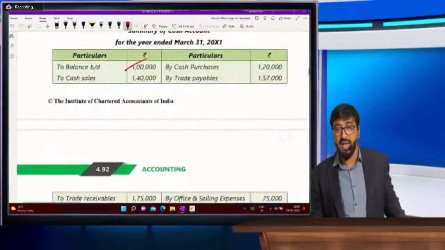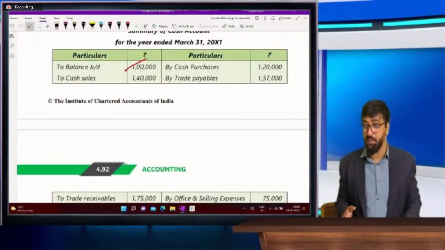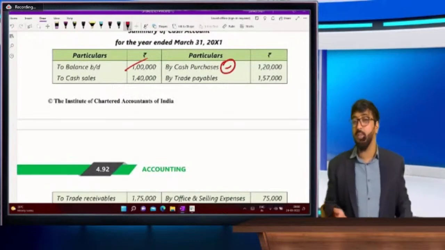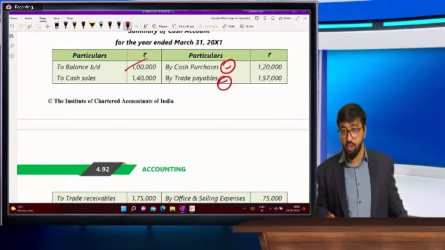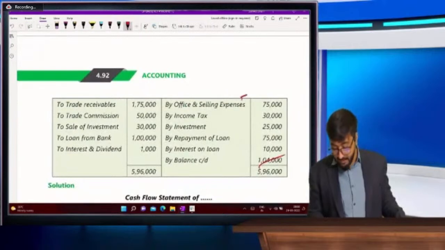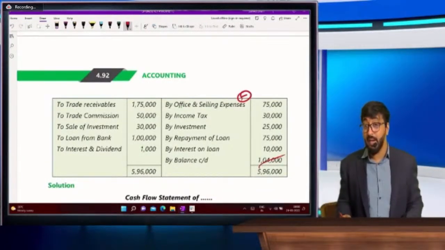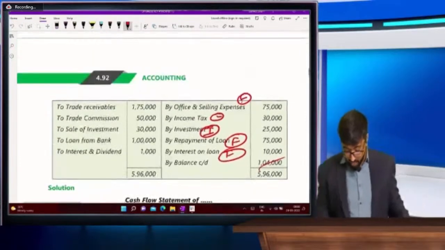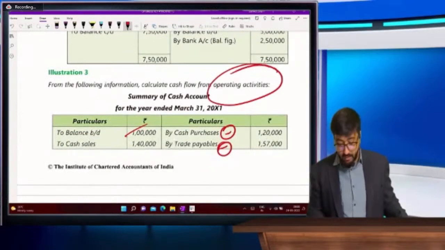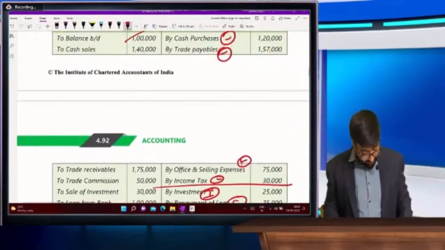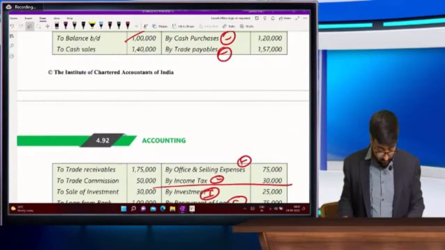Chalo, illustration 3, yaar. A C category question. It's very simple. Cash purchase. What is cash purchase? Cash purchase is nothing but you are deducting your purchases. So operating activity में से minus होगा. Trade payable is deduction. So cash purchases deduct, trade payable deduct. Okay. Then you have office and selling expenses, beta, deduct it. Income tax, separate head, so deduct it. Investment you purchase, no beta, it is investing activity. Repayment of loan, financing. Interest on loan, financing. So they ask you about only operating activity. So I will consider only up to income tax, separate head.